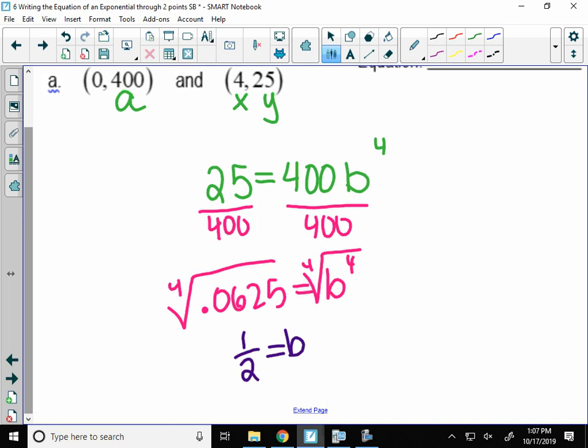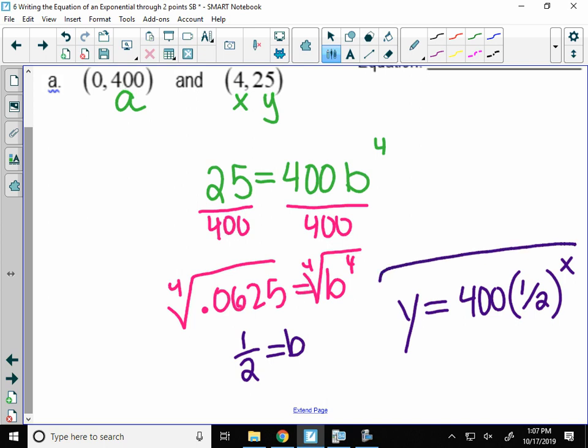So how do I write the equation? y equals, what was my a? 400 times 0.5 or 1/2, however you want to write it, to the x. The x is an exponent. And is that growth or decay? Decay.